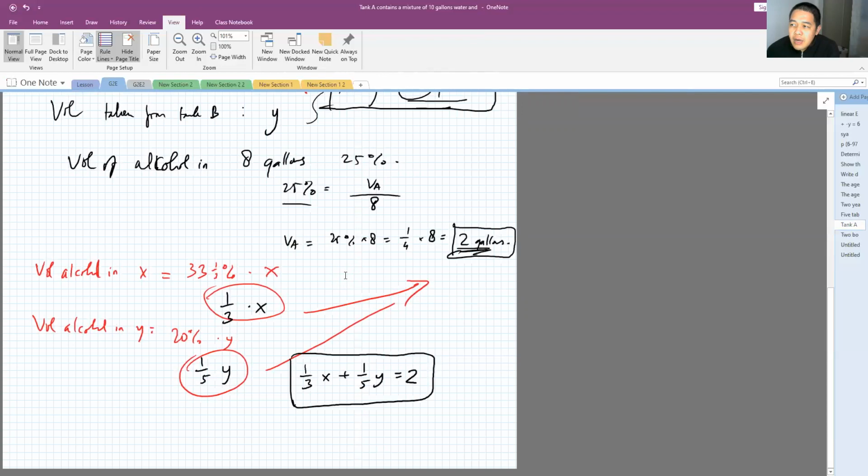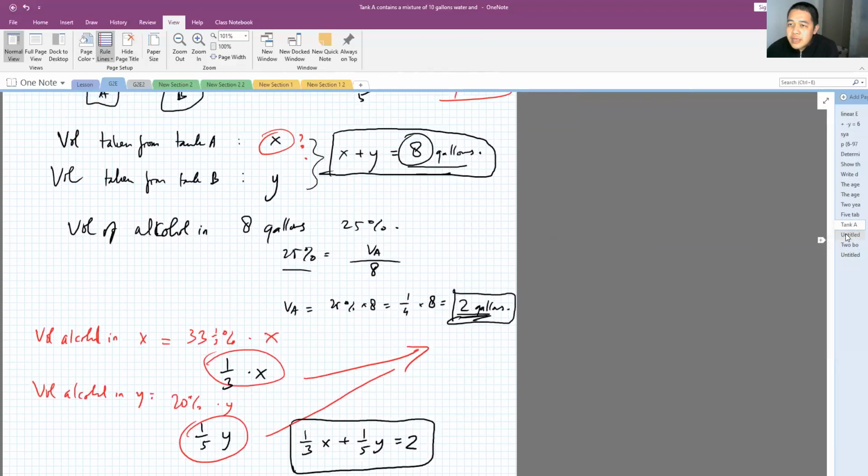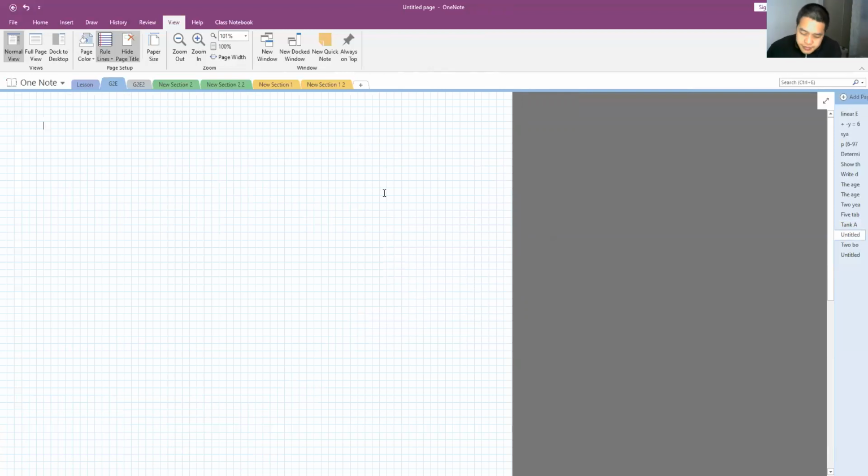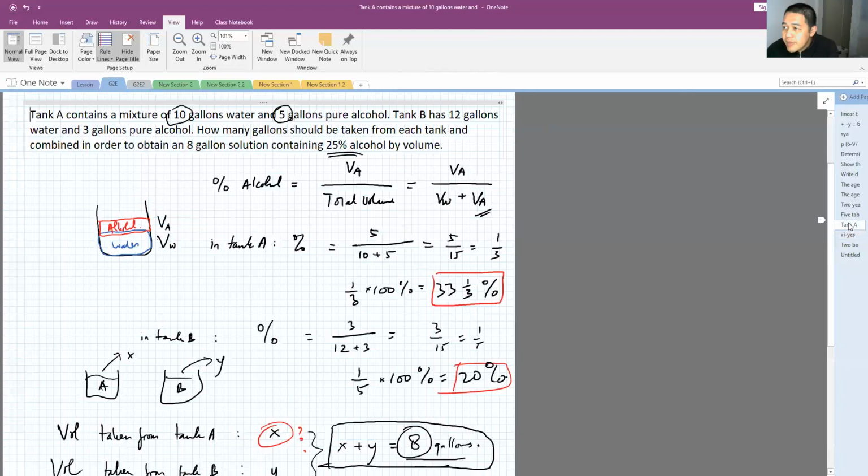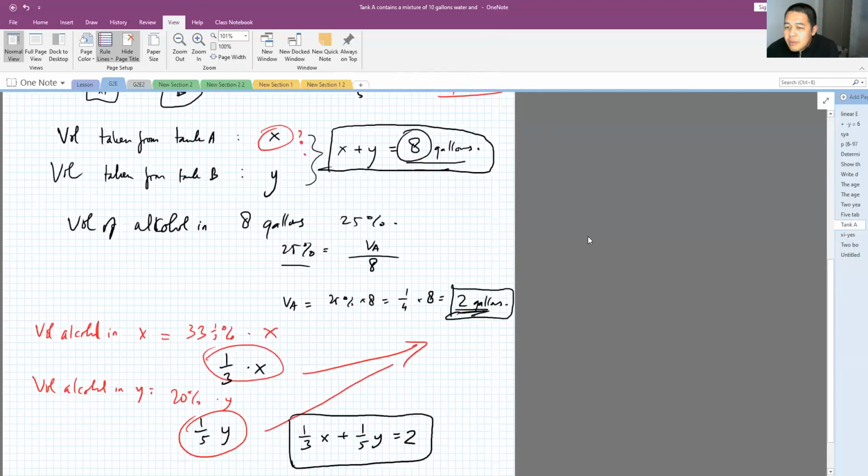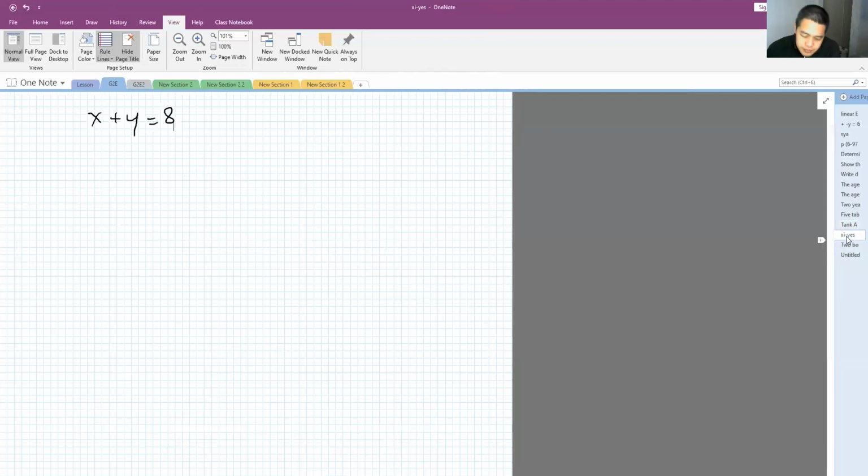Okay, so how are we going to do that? Now, let's write them down again on the new page here. The first one is X plus Y equals 8. And then the second one, 1/3 X plus 1/5 Y equals 2. So how are we going to solve this one?